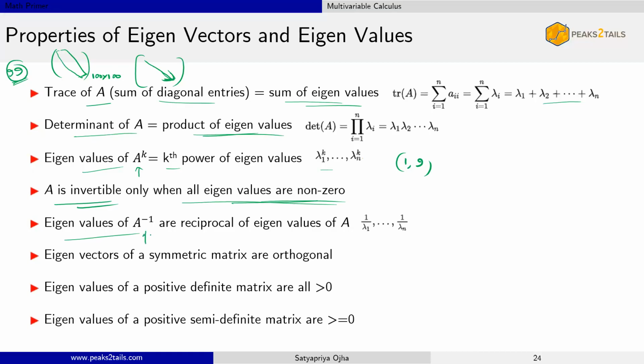Eigenvalues of A inverse are the reciprocals of the eigenvalues. So if I give you the A inverse matrix and ask you what are the eigenvalues, you can confidently say it is 1 and 1 by 3, because eigenvalues of the inverse are the reciprocals. So eigenvalues are so fundamental, right?